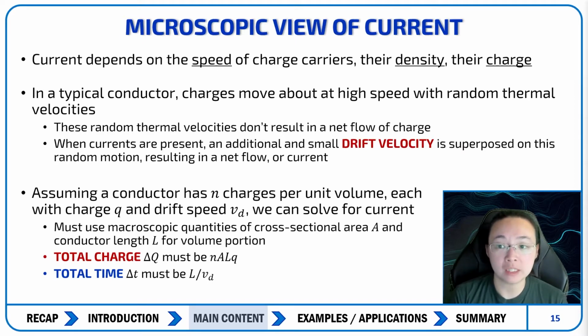We realize that they don't result in a net flow of charge. When the currents are present, there is something else that we have to consider. It's called a drift velocity. That drift velocity is superimposed on the random motion that the conductor and the charges have, and that results in a net flow or current.